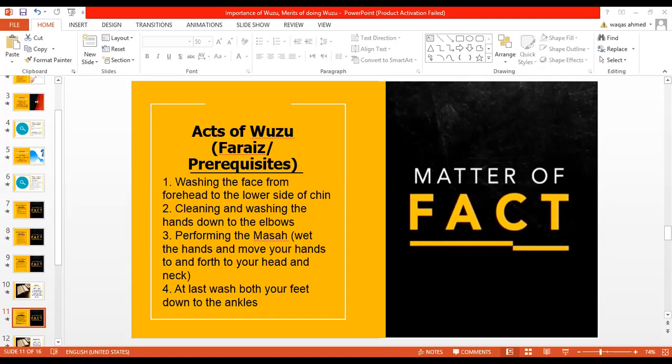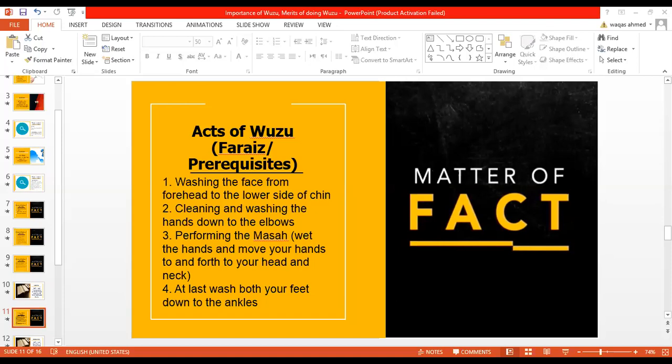And the third one is you have to perform masa. What is the meaning of masa? Masa means you have to put your wet hands and move them back and forth on your head and the neck. You have to keep your hands on your hair. You have to start from the head and go towards the neck. In this way you will be performing the masa.